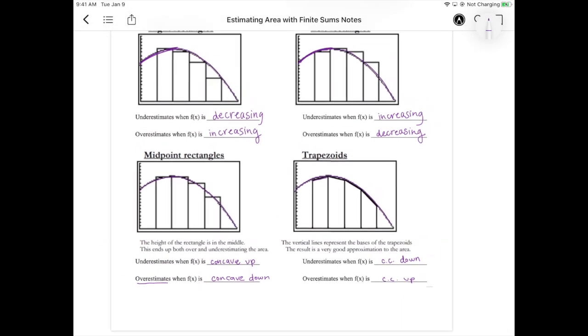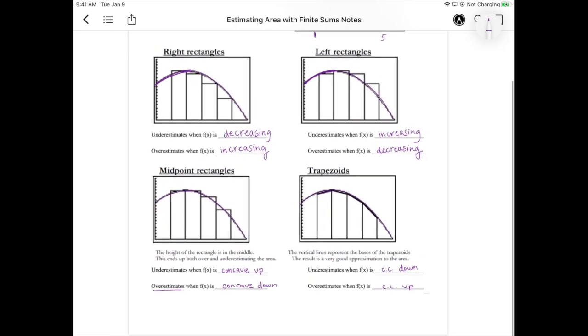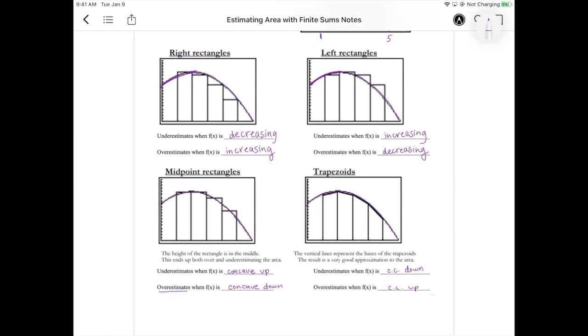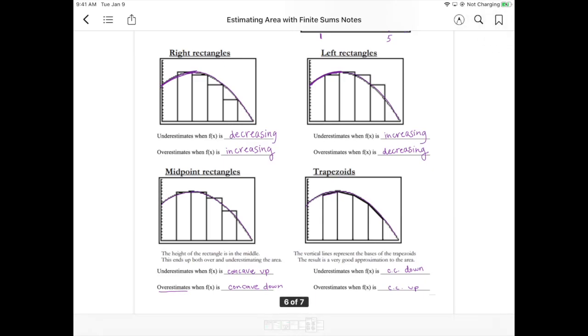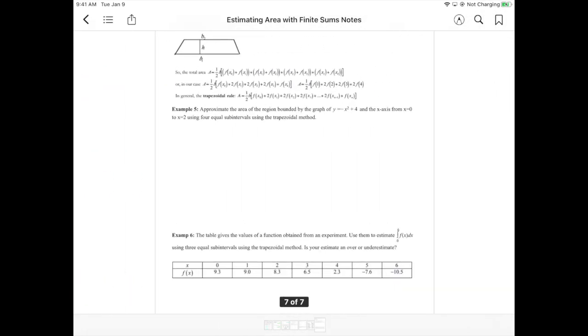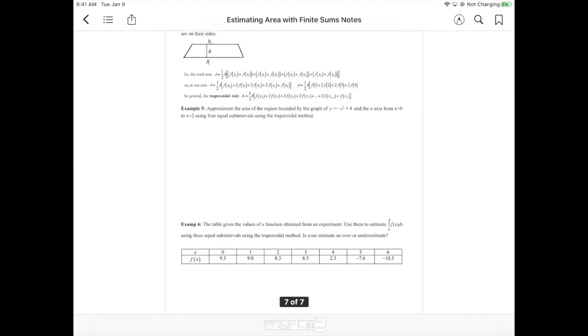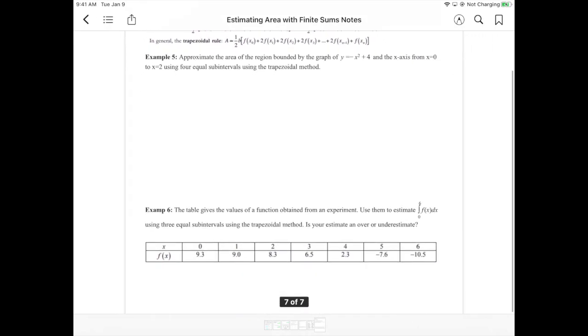If you have trouble on this sort of question, I recommend just drawing in a rectangle or a trapezoid, whichever one it's asking about, to help you determine if it's an over or an underestimate. On the next page, we're going to go through two examples: a graphical example, as well as an equation example and a table example.